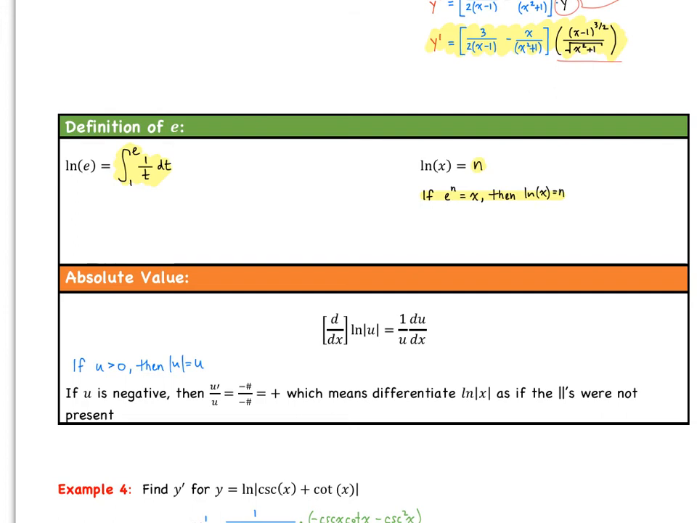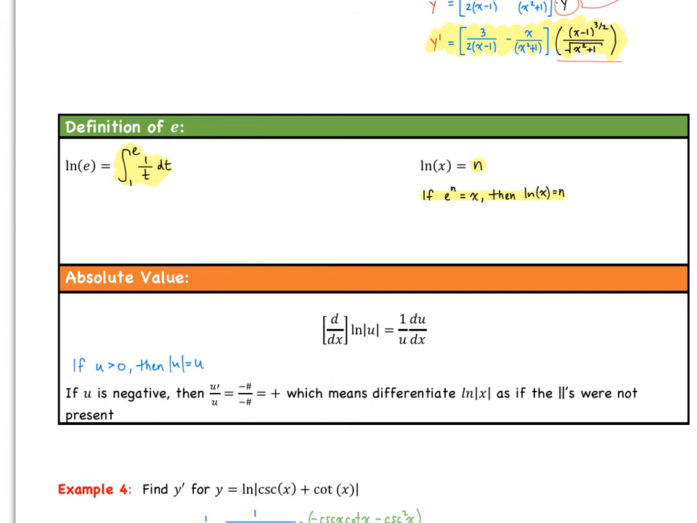Lastly, we're going to look at a couple other definitions with e and then absolute value. How do we find the derivative of absolute values? So here, the natural log of e, we can think about it as an integral, all right? If our integral is going from 1 to e of that 1 over t, it's simply the natural log of e. And then we also have the natural log of x equals n. If we were to convert this to exponential, we get e to the n equals x, so then it makes sense that the natural log of x is equal to this n value.